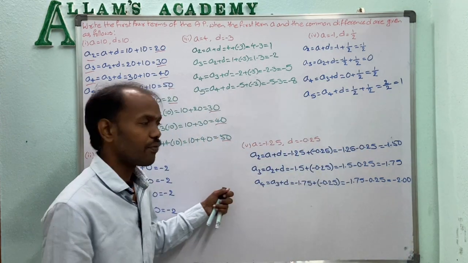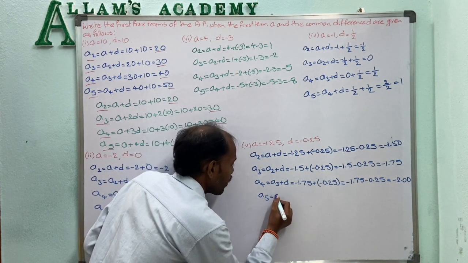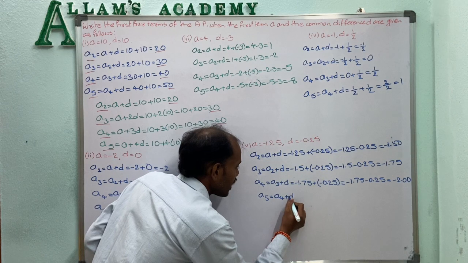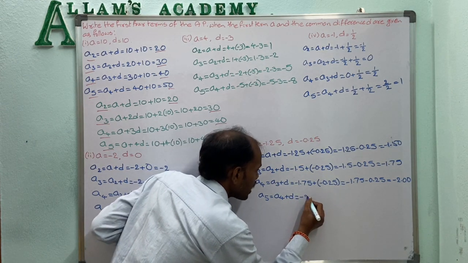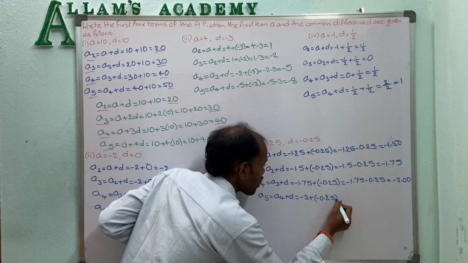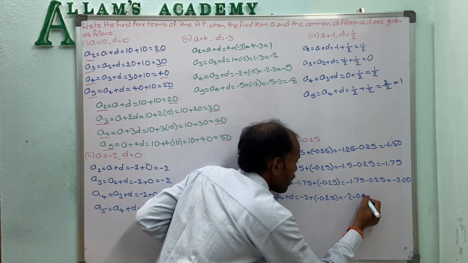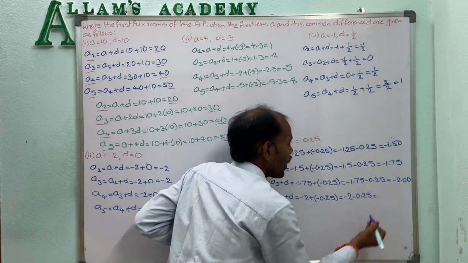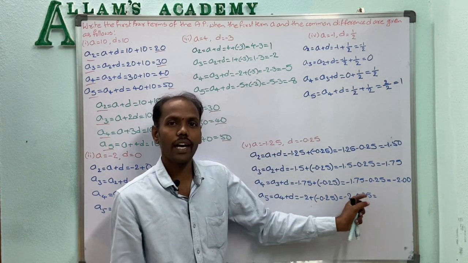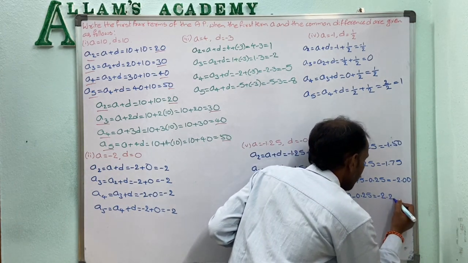Now the fifth term A5 is equal to A4 plus D. A4 is minus 2 plus of minus 0.25. So plus into minus is minus. So minus 2 minus 0.25. Now the addition of 2 and 0.25 is minus 2.25.